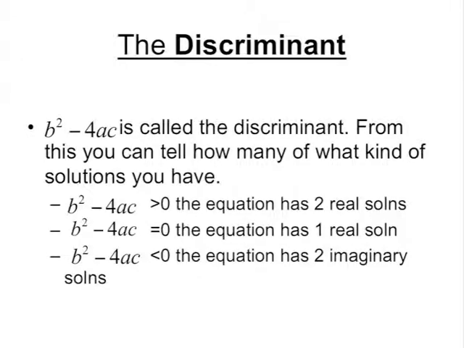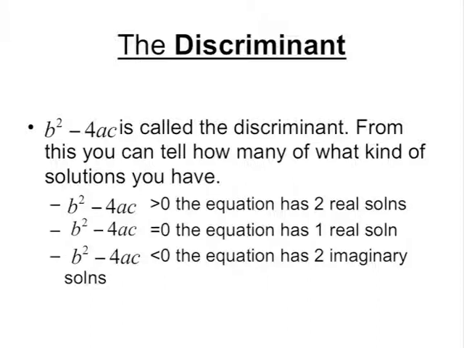The discriminant is b squared minus 4ac, which probably sounds familiar because that's what was under the square root. It is called the discriminant because it discriminates. It tells us the types of solutions that we are going to have to our problem.